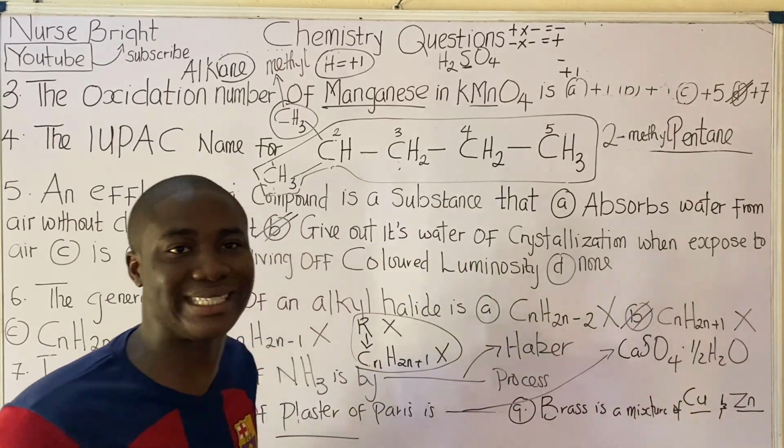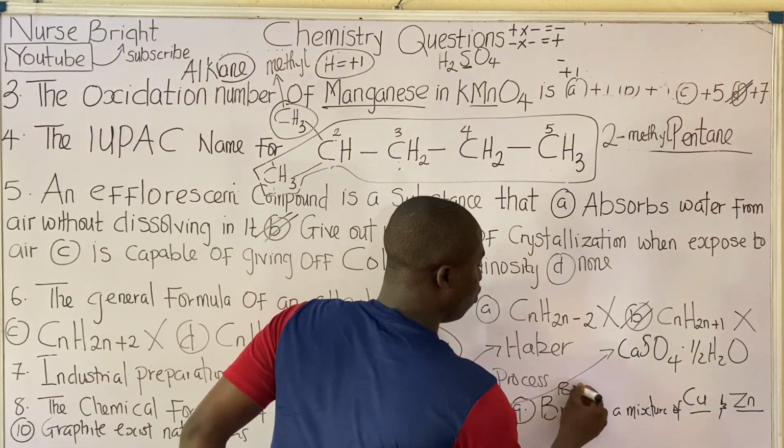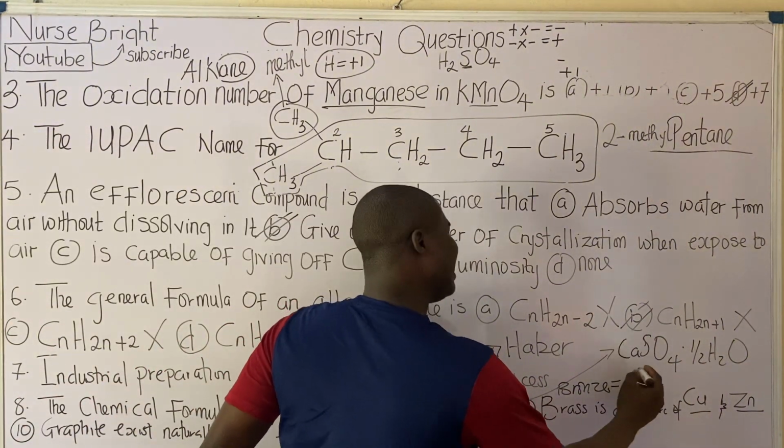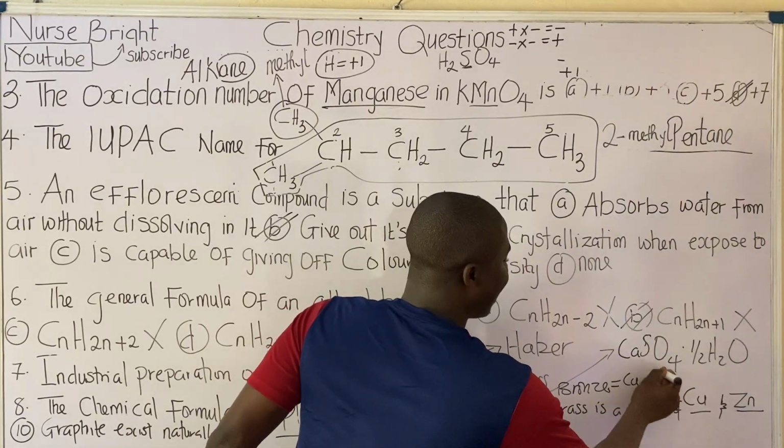Zinc is symbolized as Zn. Copper and zinc form brass. But if they ask us for bronze, the major element is still copper, but the other is not zinc, but rather tin. And tin is Sn.